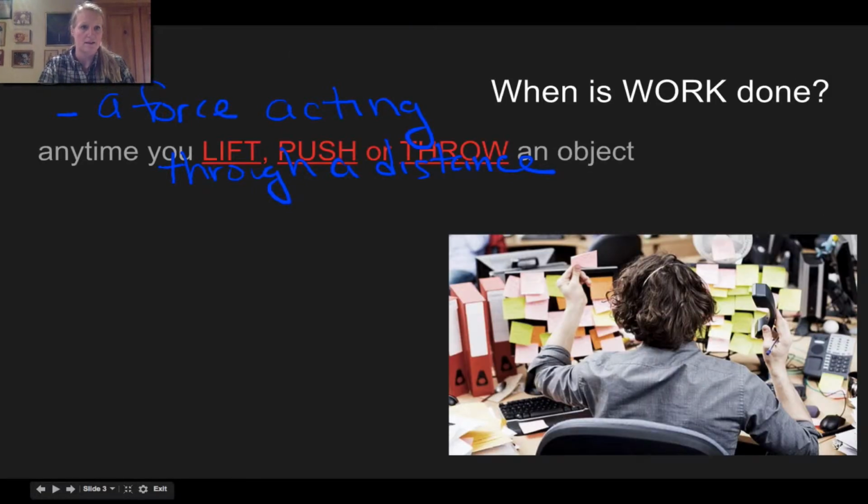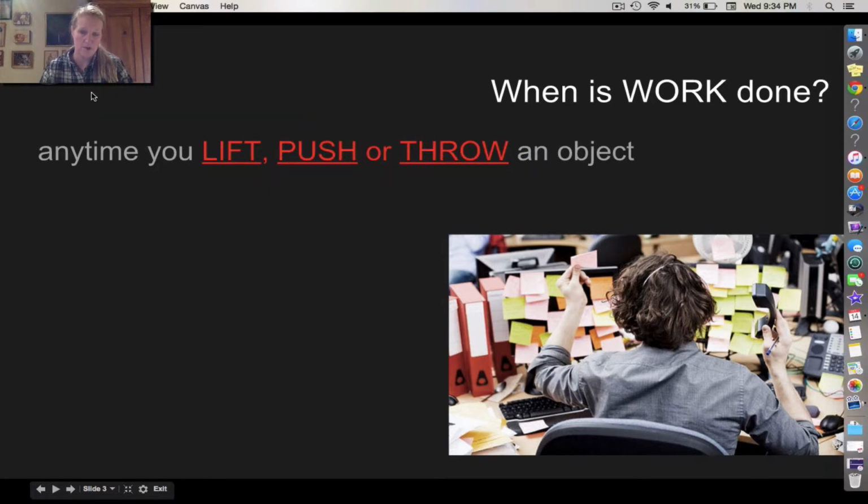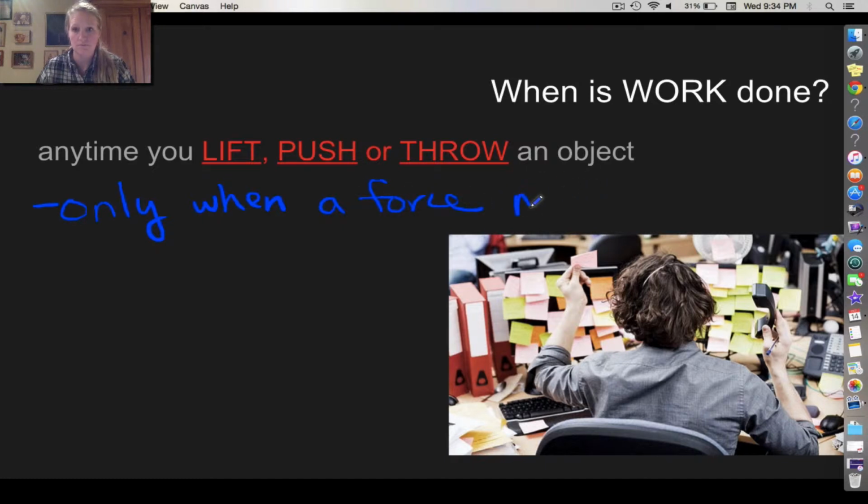Let's go ahead and move here. Okay, when work is done, anytime that you lift, push, or throw an object, but one more thing, only when a force actually moves the object. So the key is that you have to lift or push or throw something, okay?